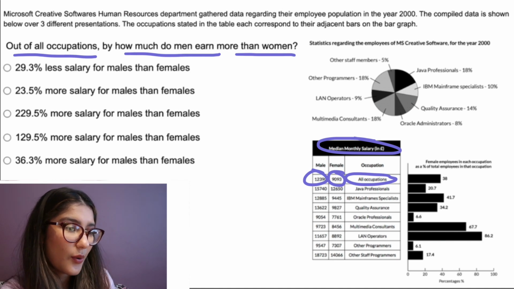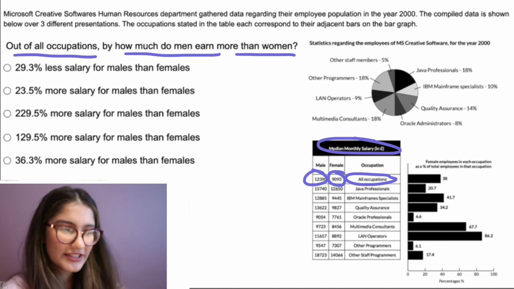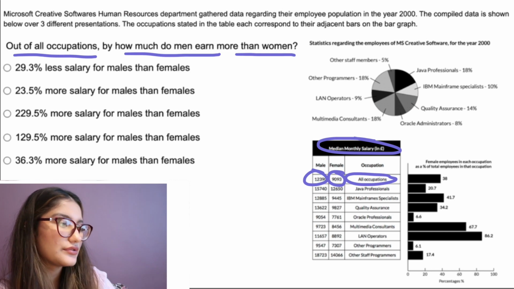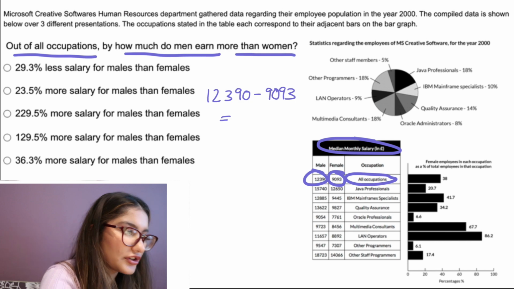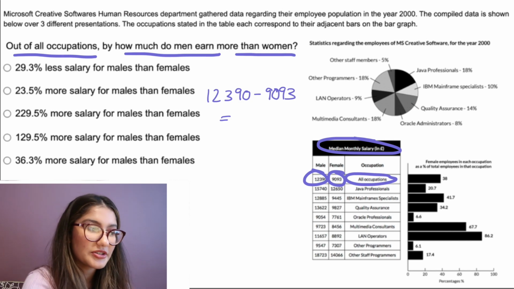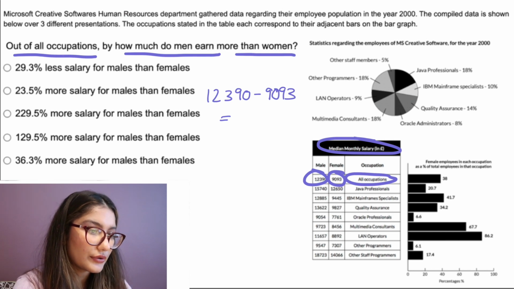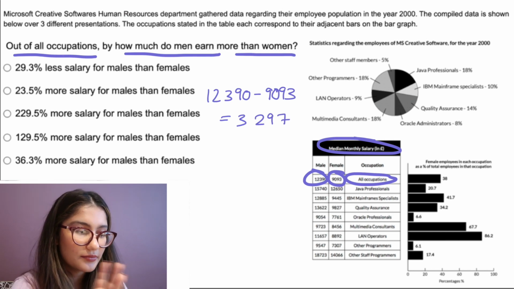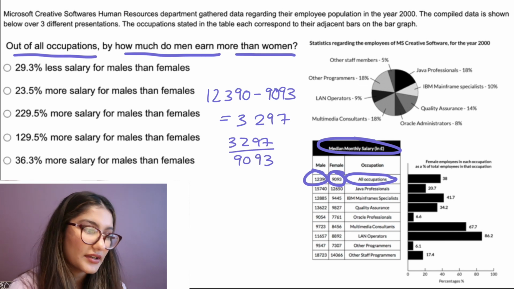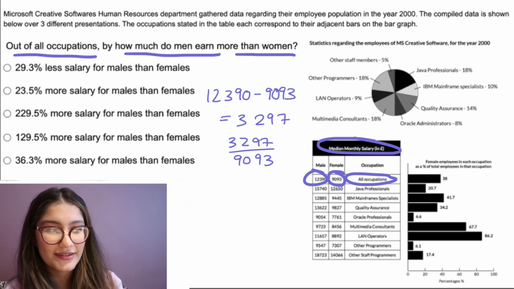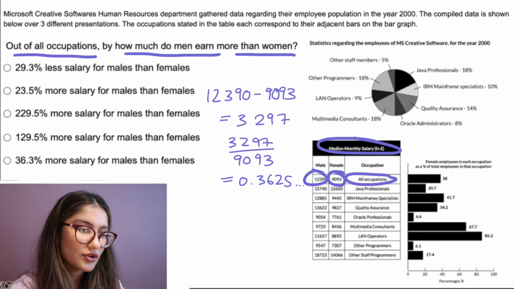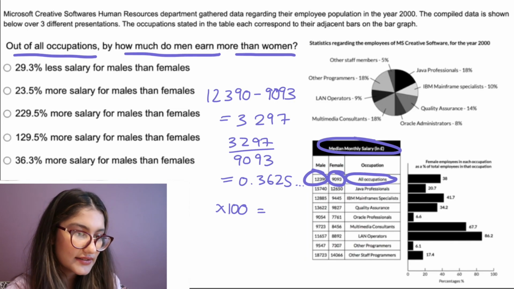Oh, so this is actually quite simple. It's the same thing, a percentage difference kind of equation, and you're using those 2 numbers, 12,390 and 9,093. You minus them from each other. Obviously the male would go first because that's the bigger number, but also because it's a percent change. And then at the bottom you'd have the female salary, because it's how much more do men earn than women, and then you'd times it by 100, and that would give you a percent change, which is 36.3%.